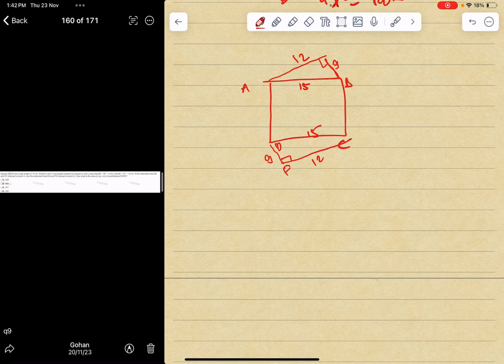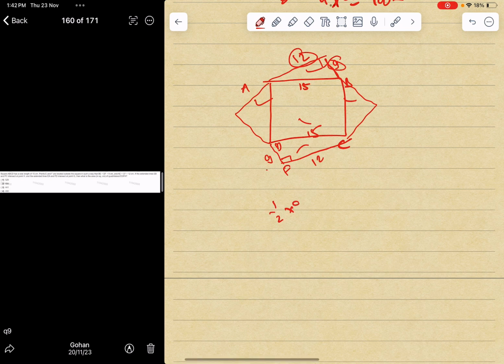Our question is, what is the area of quadrilateral EFGH? Where is G and where is H? Same thing we have to do for that as well. So very easy it is. You can find the individual areas of these triangles and this square and then add them all.